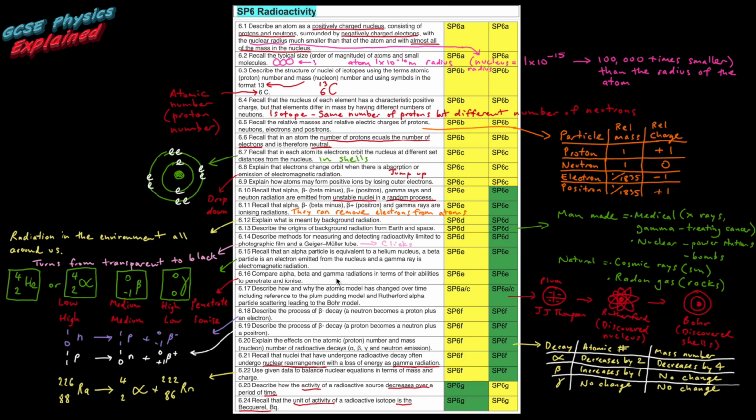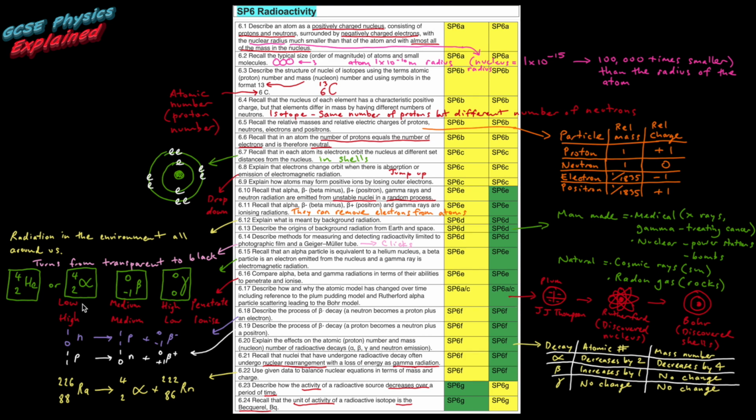Compare alpha, beta and gamma radiations in terms of their abilities to penetrate and ionize. In terms of penetration, gamma has a high penetration. It goes straight through paper, straight through aluminium, and it needs thick lead to stop it. Beta has a medium penetration. It goes straight through paper, but is stopped by about 3 millimeters of aluminium. And alpha has a low penetration. It can't even get through paper.